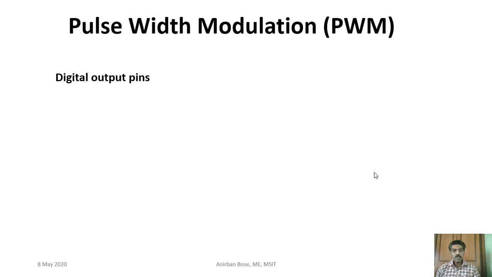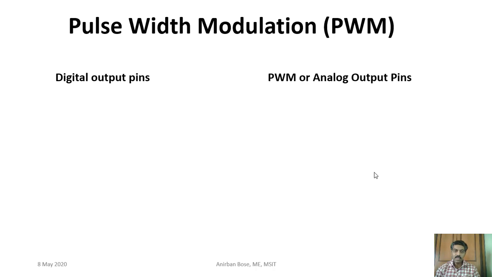Now, digital output pins. In the last class, we have discussed the digital output pins. We have seen either pin 13 or 12 in the Arduino board we have used as digital output pins, and from that pin, according to our wish, we have programmed that pin will get either 5 volt or 0 volt. So either on or off of the LED we have controlled.